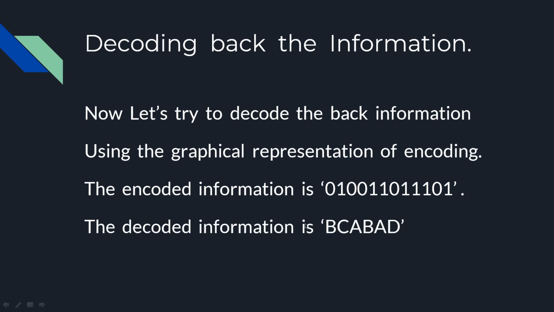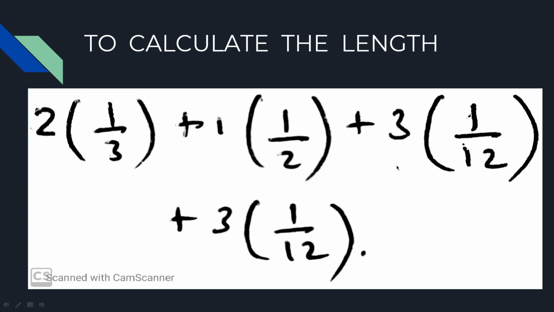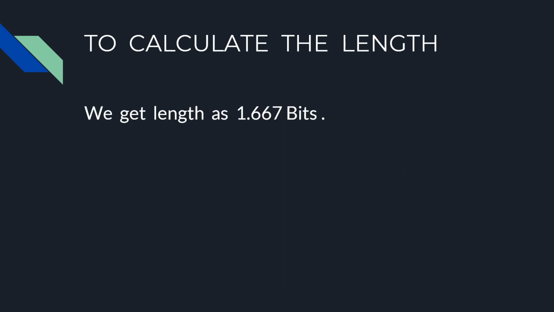Now let us try to find the length of the encoding. We know that the length of encoding formula is the summation of pi times bi, where bi is the length of the bits we are using here, in other words, the number of bits. To find the length, it is 1 by 3 into 2 plus 1 by 2 into 1 plus 1 by 12 into 3 plus 1 by 12 into 3. When you solve this, you get the length as 1.667 bits.